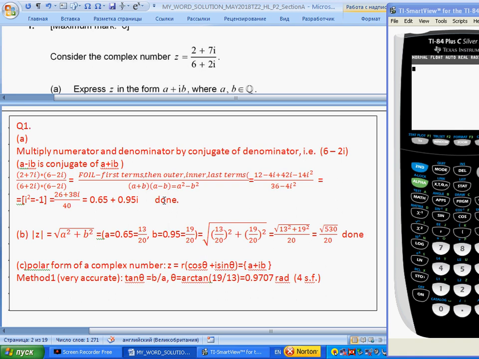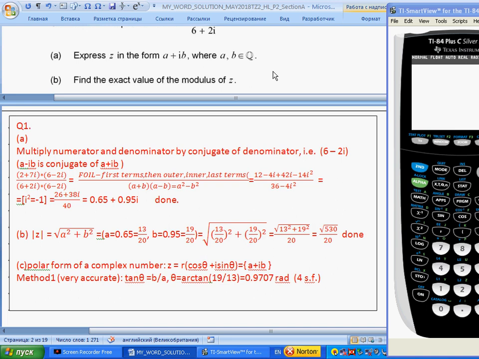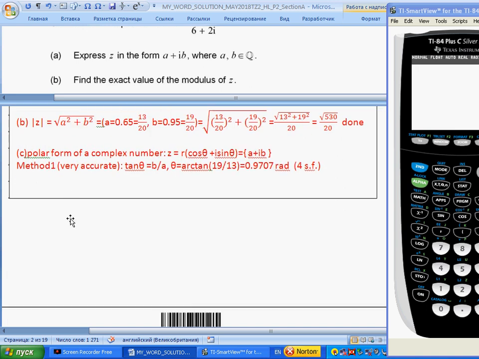Question B. Find the exact value of the modulus. So the formula of the modulus is the square root of a squared plus b squared. Because we need the exact value, we will use the fraction form of a and b. Substitute these values and get this answer, so this question is done.